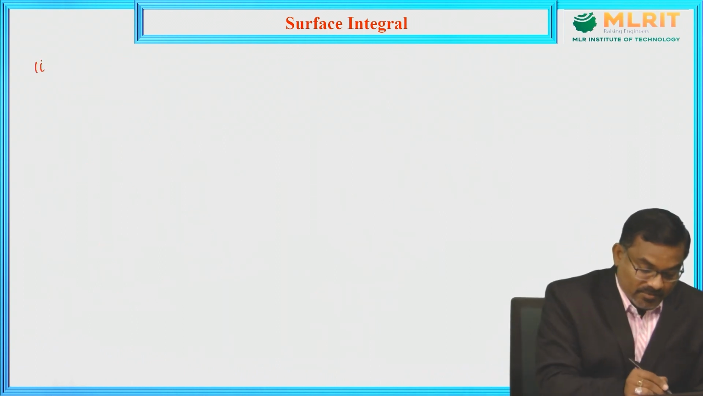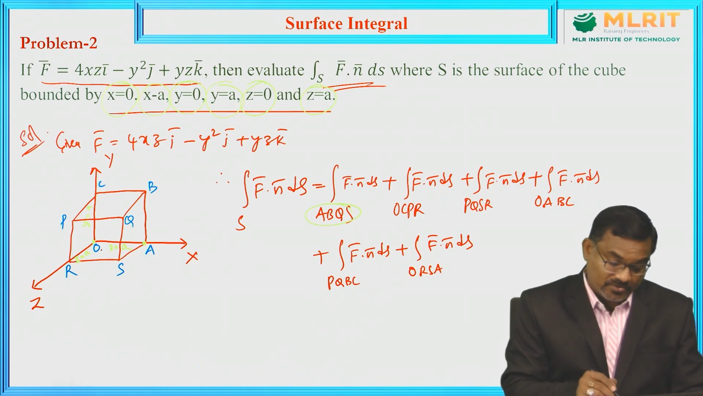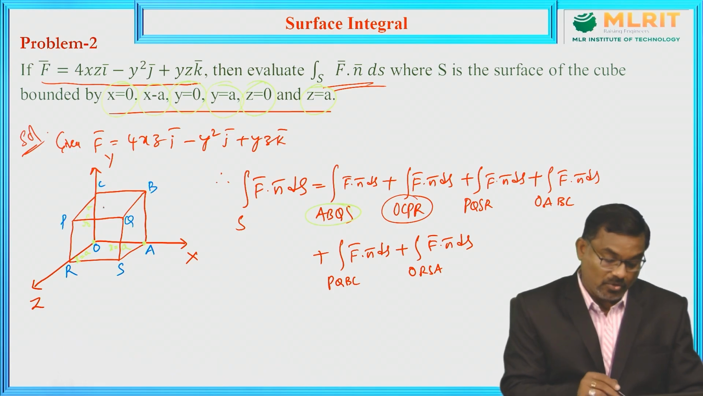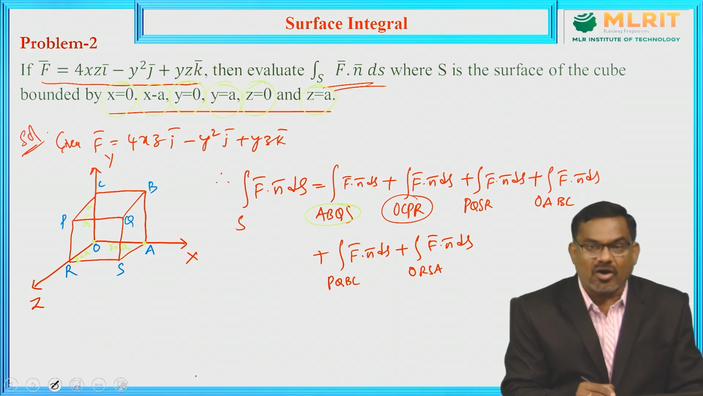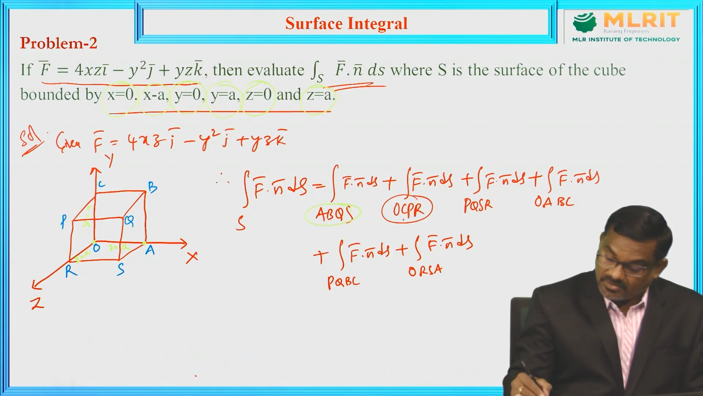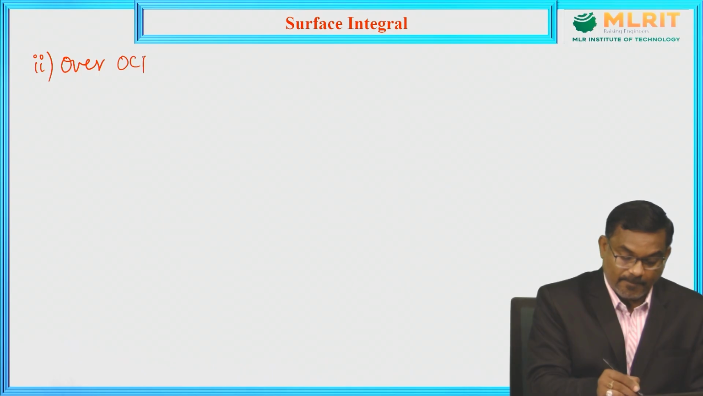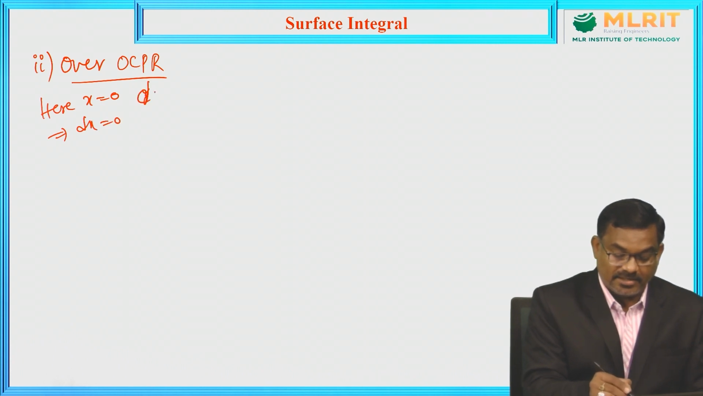So coming to the second one, over the exactly opposite face, the second one is OCPR. At this surface, O is the origin, at origin x is 0, y is 0, z is 0. So the value of x is 0 here. Over OCPR, the value of x is 0, that implies dx is 0 and ds is dy dz, y changes from 0 to a, z from 0 to a.